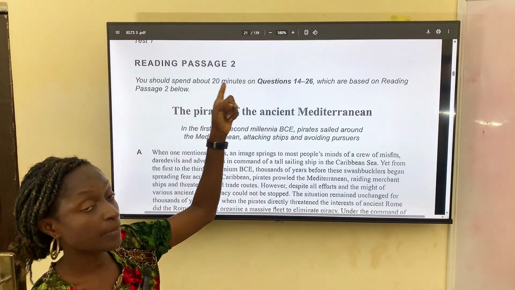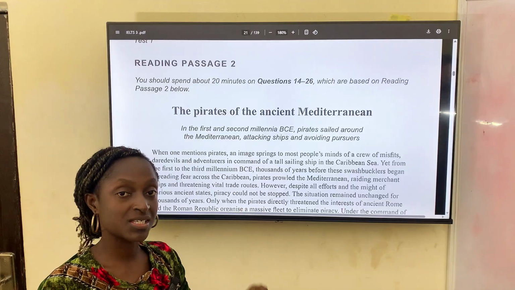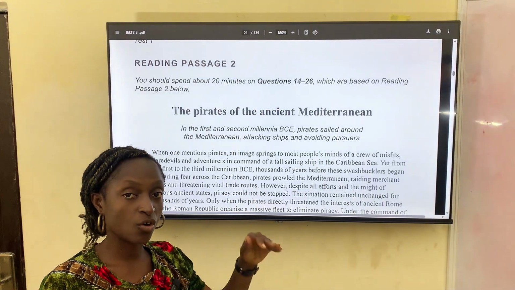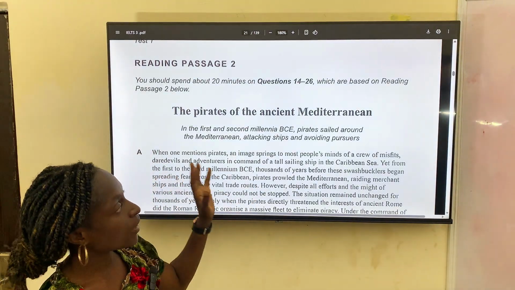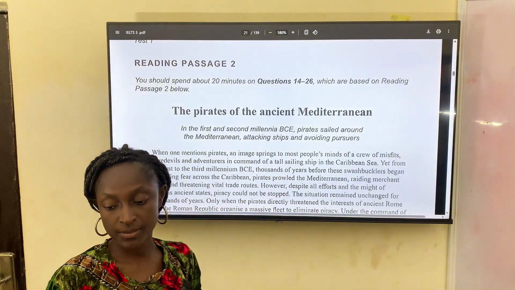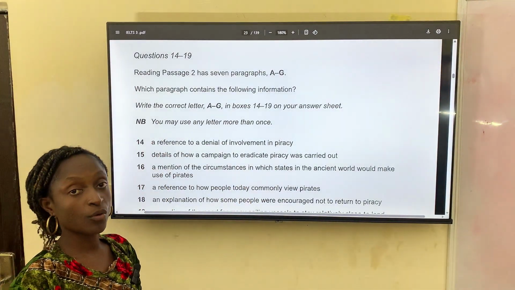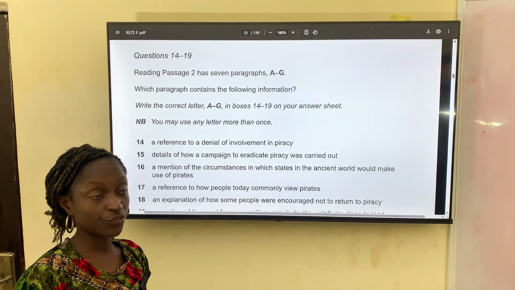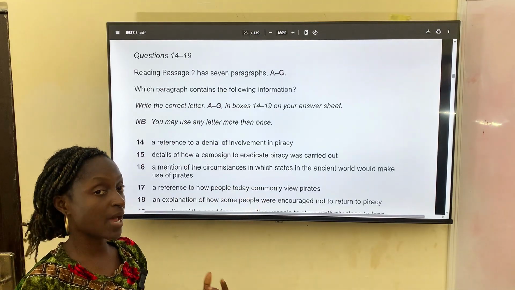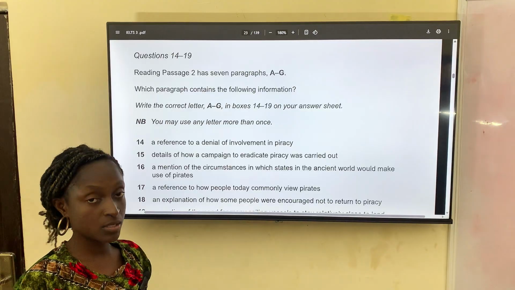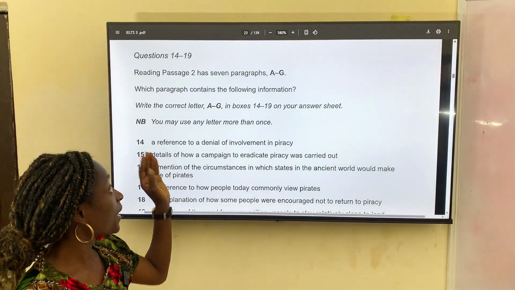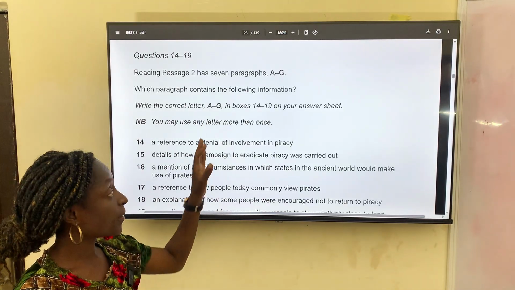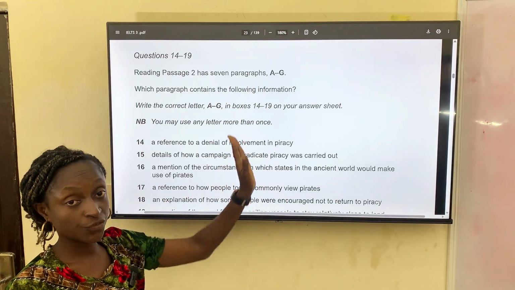So once you've seen reading passage 2, just know you are on to the second part of the reading test. Is that taken? The second part of the reading test. So now let's look at questions that are common with this other part. Now, one of the questions that is common under this second part is what we call matching features. Sometimes we have the list of any, but in this case we have matching features. And that is for question 14 to 19. So that means we have about 5 questions based on matching features.